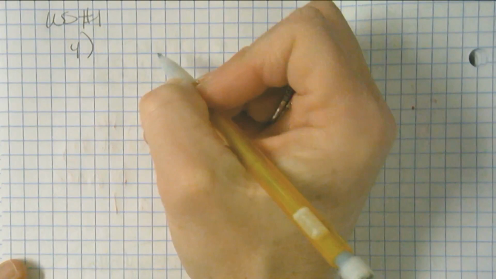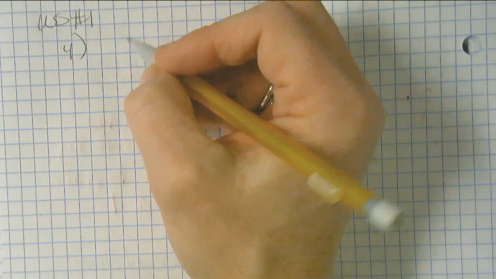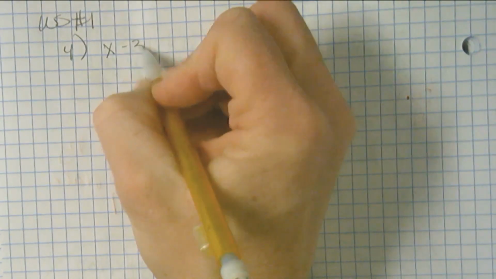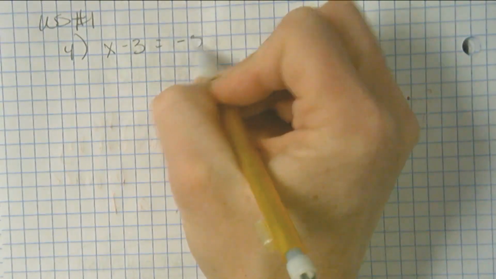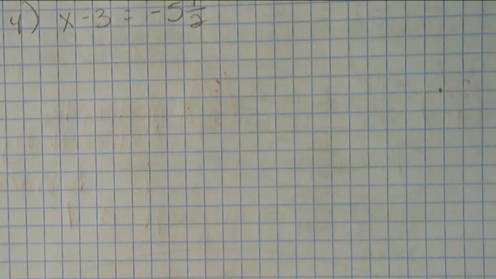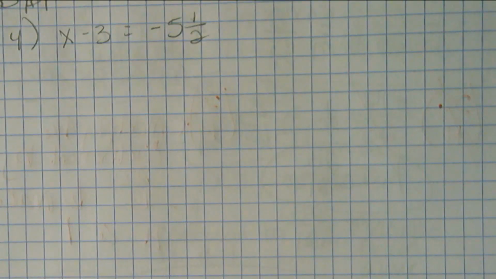So number 4, let me make sure it's the right one. Number 4 says x minus 3. Is that the one it starts with? Awesome. So x minus 3 is equal to a negative 5 and 1/2. Okay. So everyone has a marking pen in their hand. You're all taking a look at number 4, please.